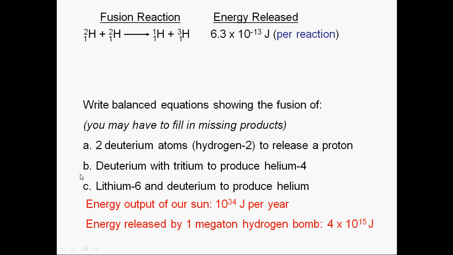Now let's consider another one. For our second reaction, we're going to look at combining deuterium and tritium to produce helium-4. So I want you to pause the video, see if you can figure that out. These are our two reactants. We know one of our products is going to be helium-4, and then we need one other product that's going to make our masses equal on both sides and our atomic numbers equal on both sides. So pause.